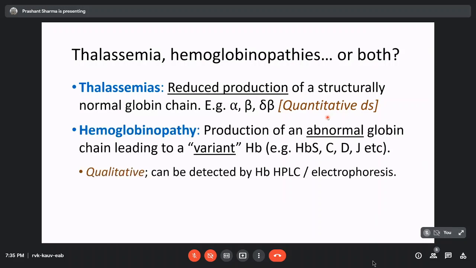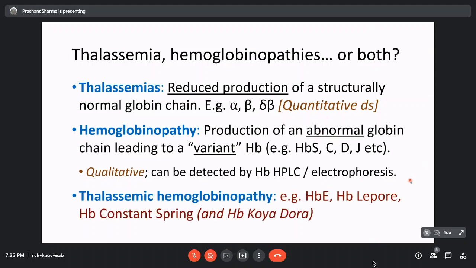And then we have something called the hemoglobinopathies. Hemoglobinopathies are disorders resulting from production of an abnormal globin, and this results in the production of a variant hemoglobin. Examples are hemoglobin S, C, D, J-Meerut, etc. Unlike thalassemias, these are qualitative disorders, which means that you can try to detect the variant hemoglobin by hemoglobin HPLC or electrophoresis.